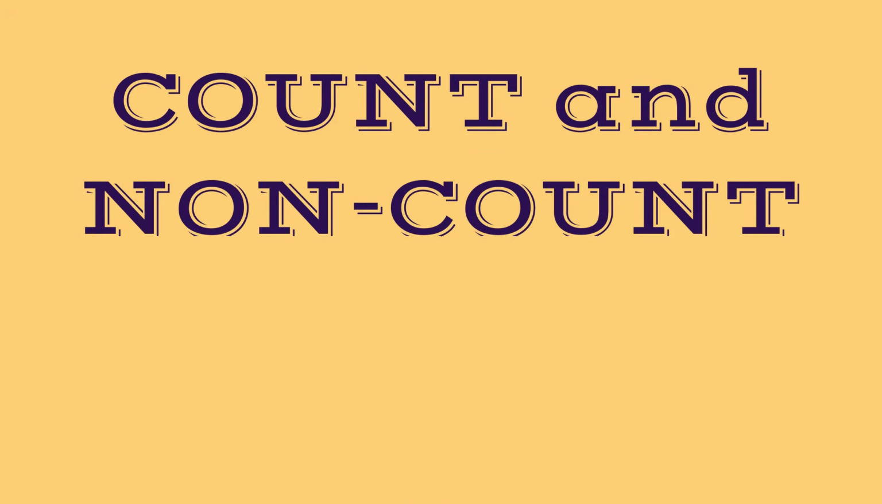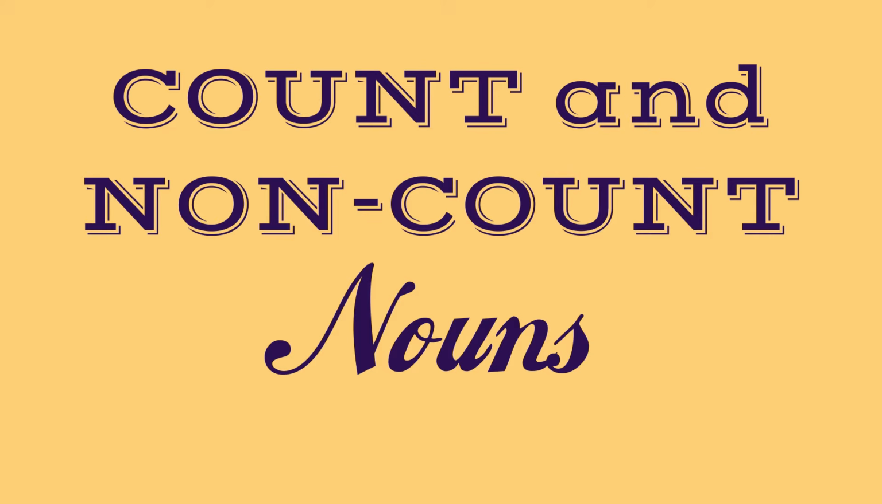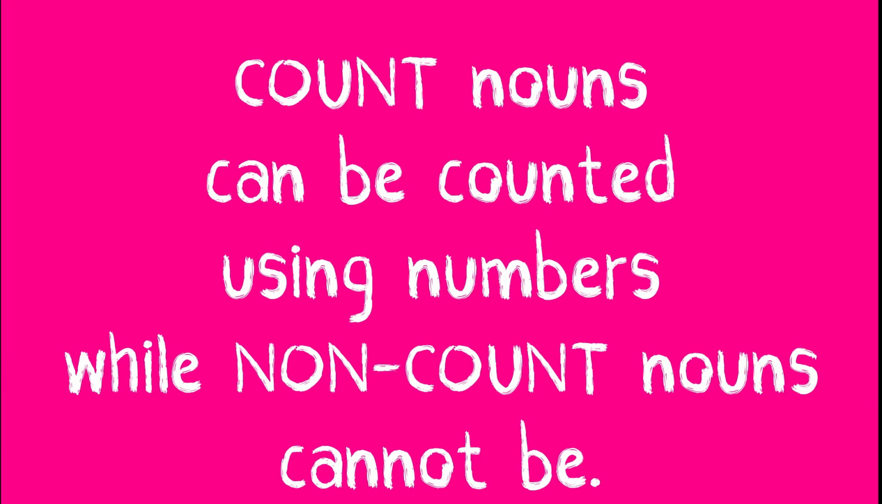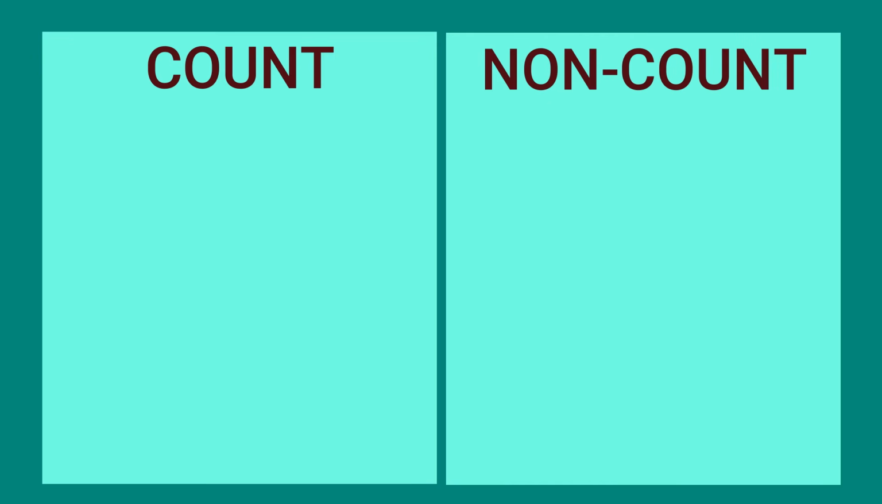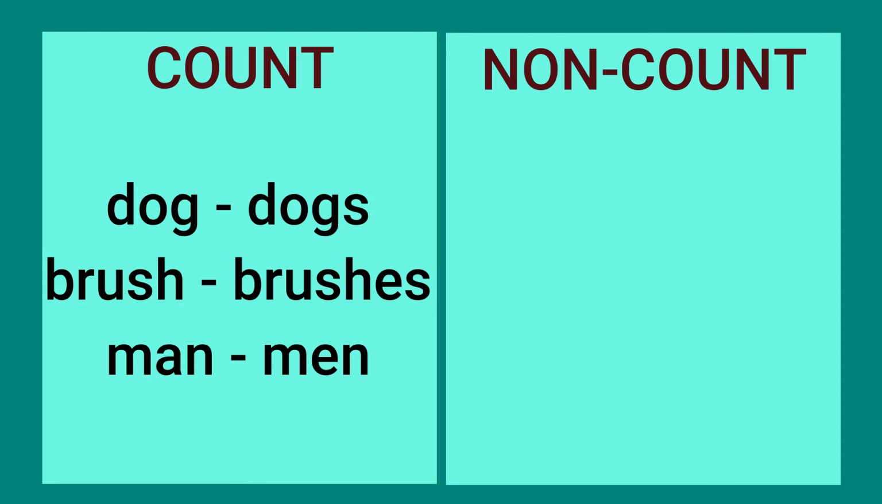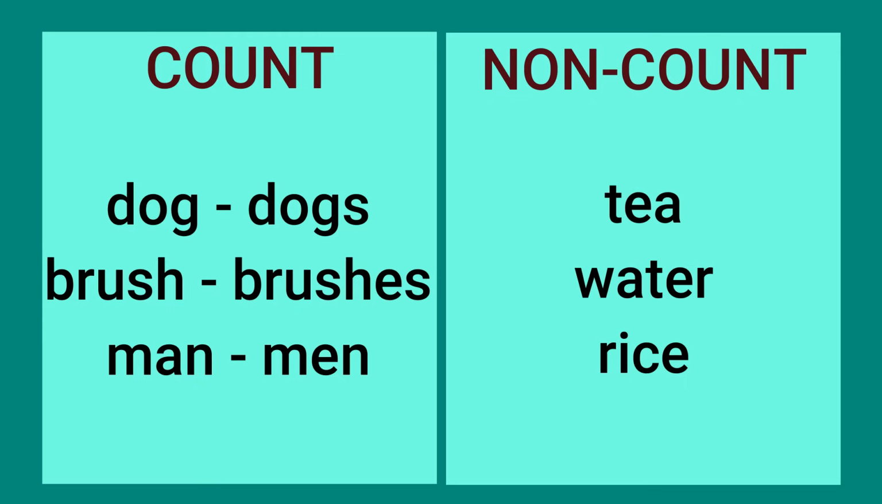Next, we have count and non-count nouns. From the term themselves, count nouns can be counted using numbers, while non-count nouns cannot be. To differentiate the two from each other, observe this table. Count nouns have singular and plural forms, like dog to dogs, brush to brushes, and man to men. Non-count nouns do not have a plural form, like tea, water, and rice.